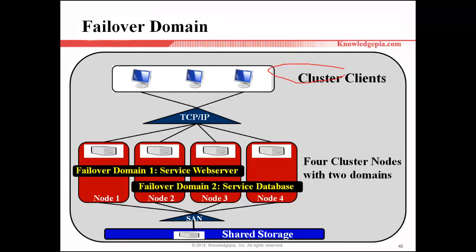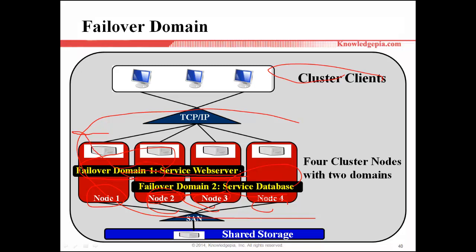So here is a cluster with four cluster nodes. In this cluster, we can create failover domains. For example, failover domain 1 supplies the web server service, and we can create failover domain 2, which supplies the database service. In this case, node 2, node 3, and node 4 are members of one failover domain, and node 1, node 2, and node 3 are members of the other failover domain, okay? Domain 1, the web server service.